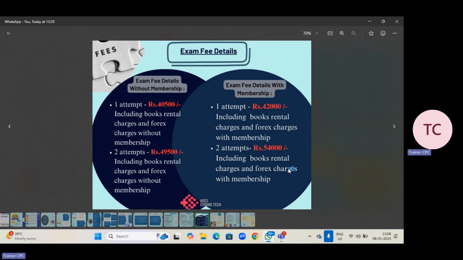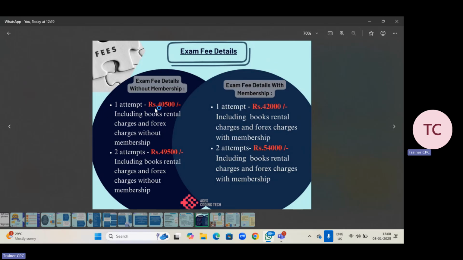Whereas if you have completed the CCS exam, you have the dual advantage. So you can enter as an outpatient as well as an inpatient coder. So in future, if you want to shift your facility from outpatient to inpatient, or from inpatient to outpatient, you can easily do this with the help of CCS. And comparing the fee structure also, in the case of this CCS exam, maximum you are going to spend 54,000 for 2 attempts with membership.